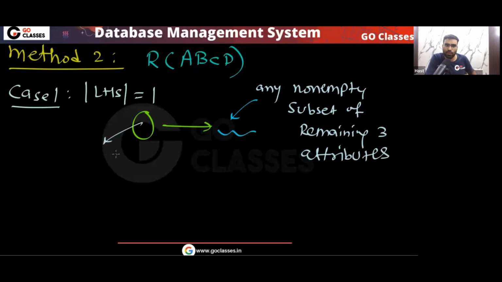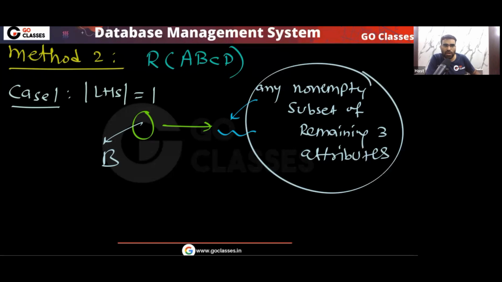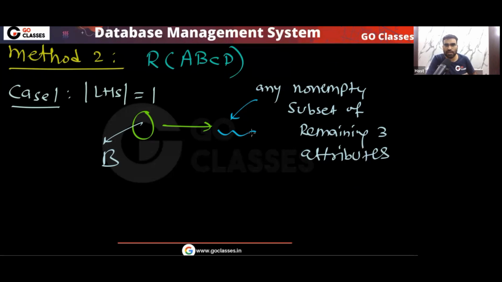On LHS, if I'm putting A, then here I can put any non-empty subset of the remaining three attributes BCD. If I put B on the LHS, then on the RHS, I can put any non-empty subset of the remaining attributes ACD. Similarly, if I put C, then on the RHS, any non-empty subset of the remaining three attributes, which means ABD. And so on. So very simple.